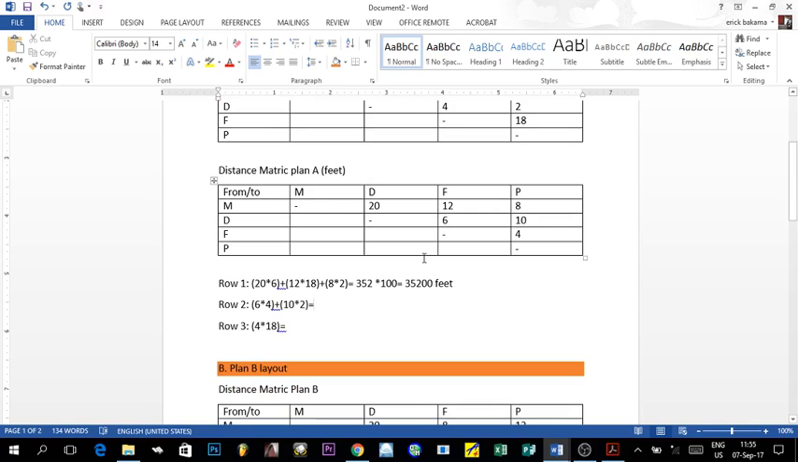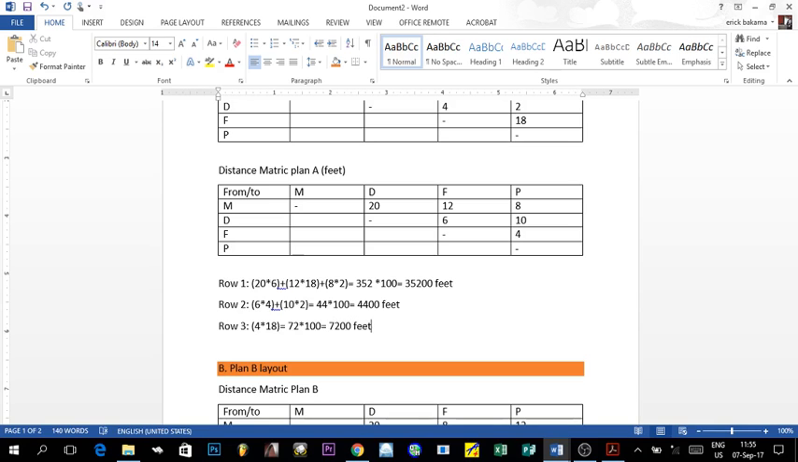Now we do the same thing for row 2. When it comes to row 2, we have 6 times 4 plus 10 times 2, and we get 44. That we multiply by 100, and we have a value of 4400 feet. We do the same thing for the last one, which is 4 times 18, which gives us 72. 72 times 100 gives us 7200 feet.